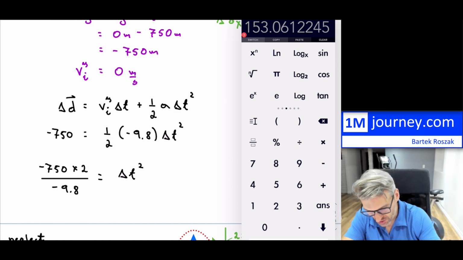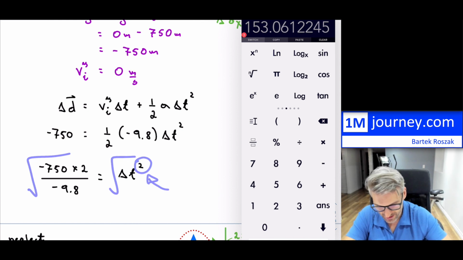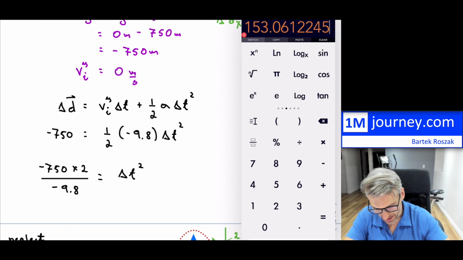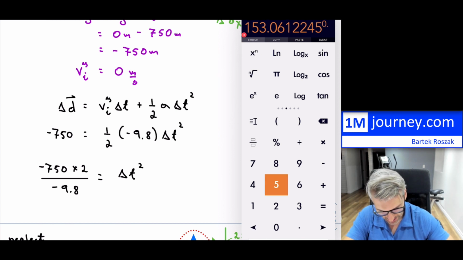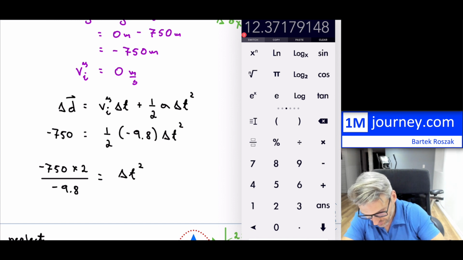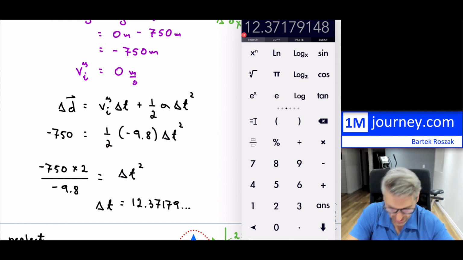But I have to take the square root of this. Right here I have the square, so that means I have to take the square root of both sides. So I can take this answer and take the square root of that. So I have delta t, which is equal to 12.37179. I'm going to keep at least 4 or 5 decimal places until we have to round, but we'll do that at the end.